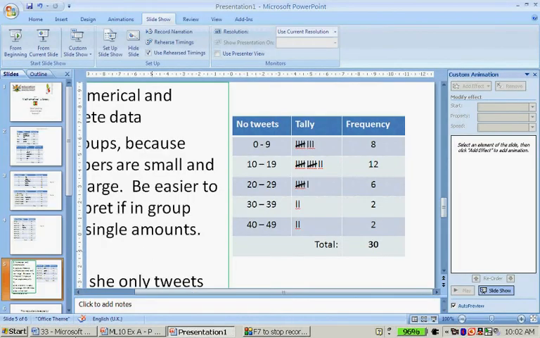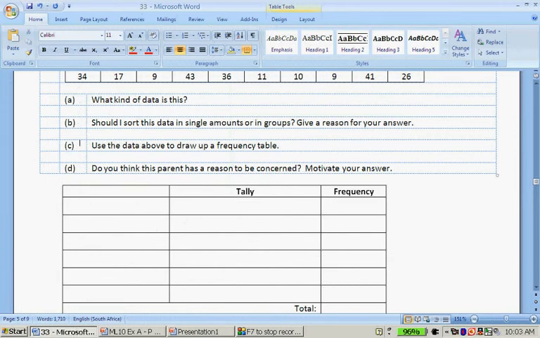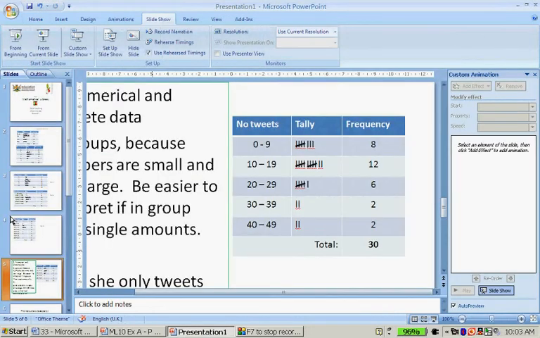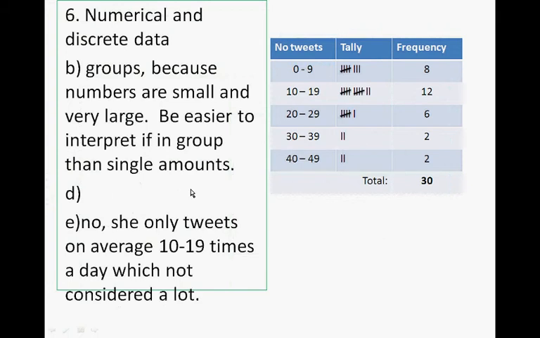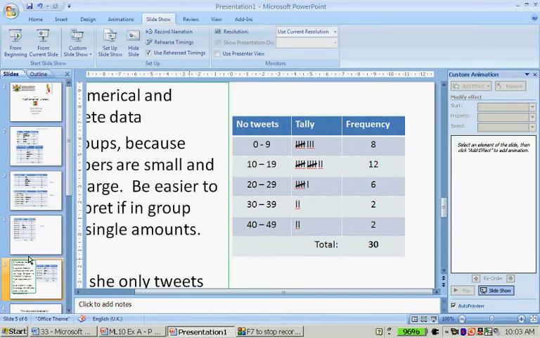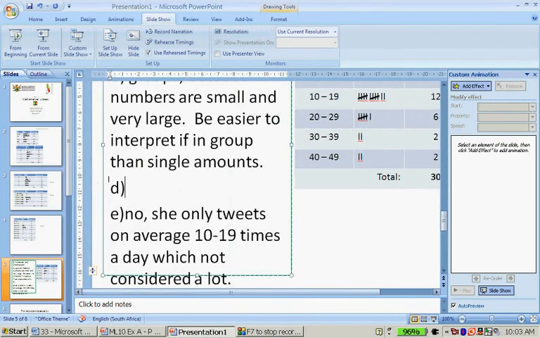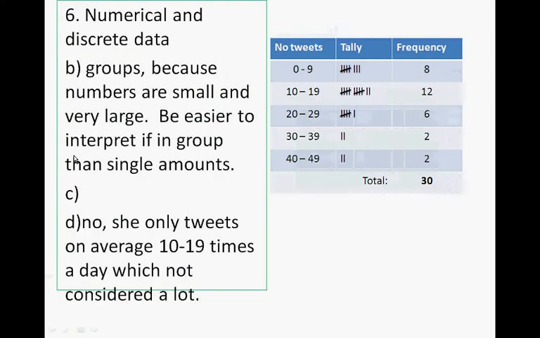I forgot what question D's question was. C was draw up a frequency table. And D, do you think the parent has a reason to be concerned? Sorry, this is C and D. Okay, let's try it again.